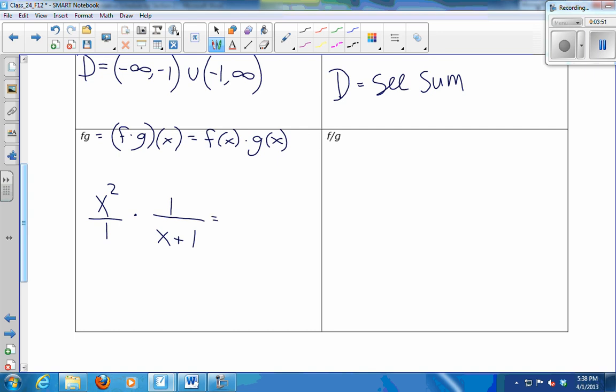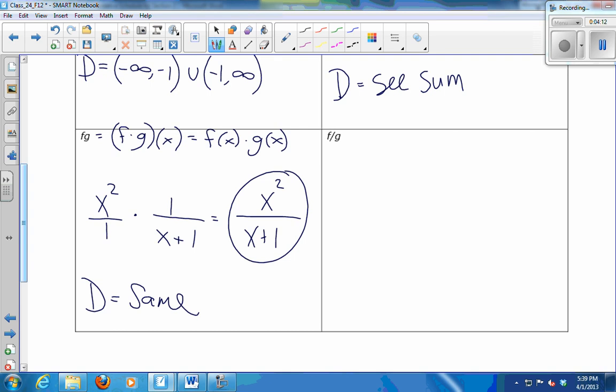So this comes out to X squared times 1 is X squared, 1 times X plus 1 is X plus 1. Just because the simplification was easy, we might as well do it. What's the domain of this function? The same. All x's except -1.